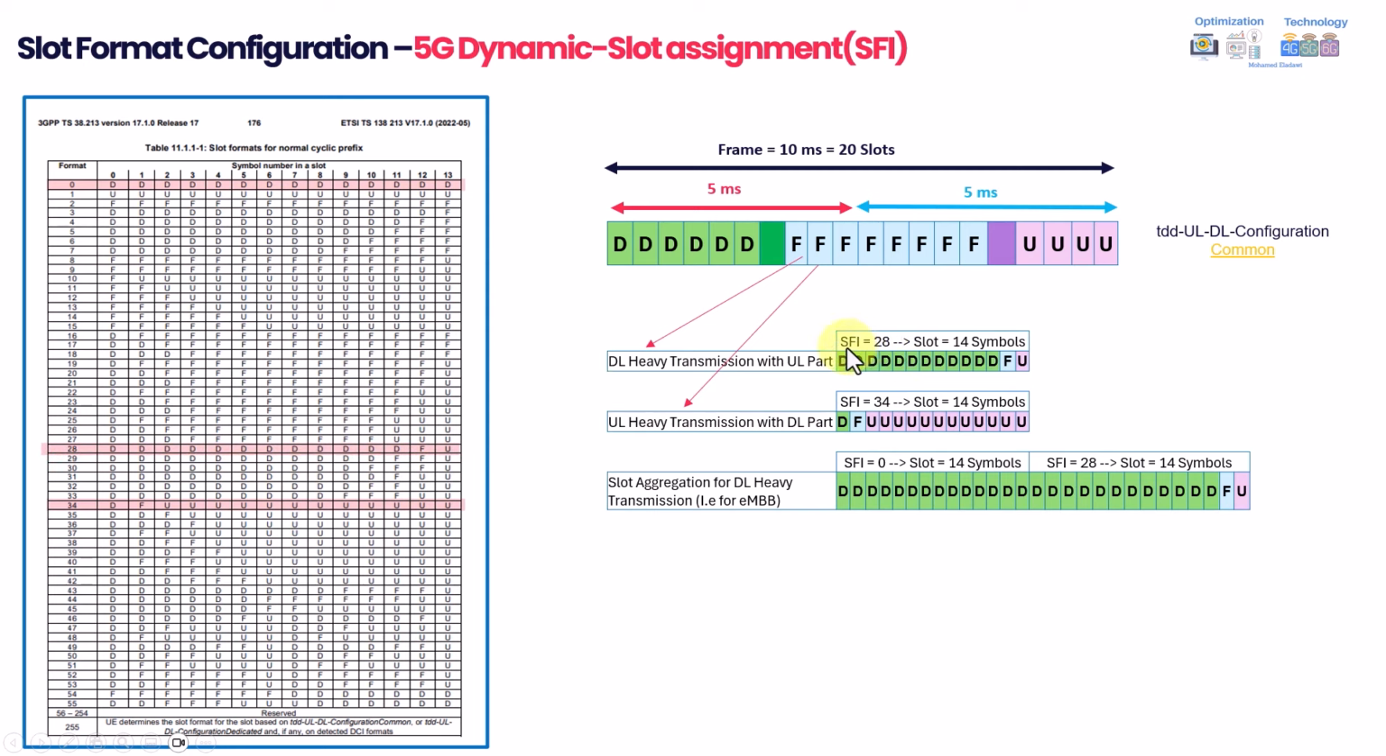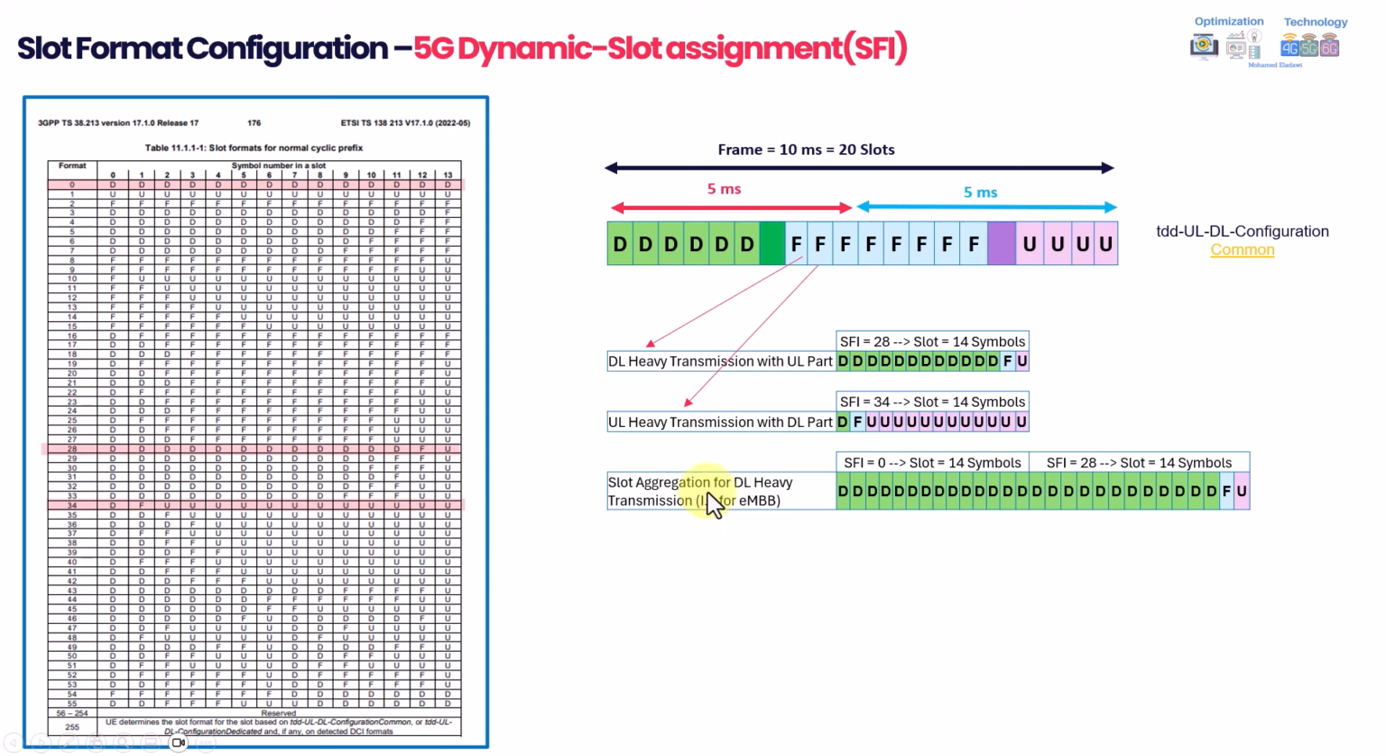Assume now another user has very heavy uplink. In this case, this will be changed to a combination such as slot format 34, which is this one, with the first symbol downlink, then flexible, and all the remaining symbols uplink. So this can also give higher throughput.